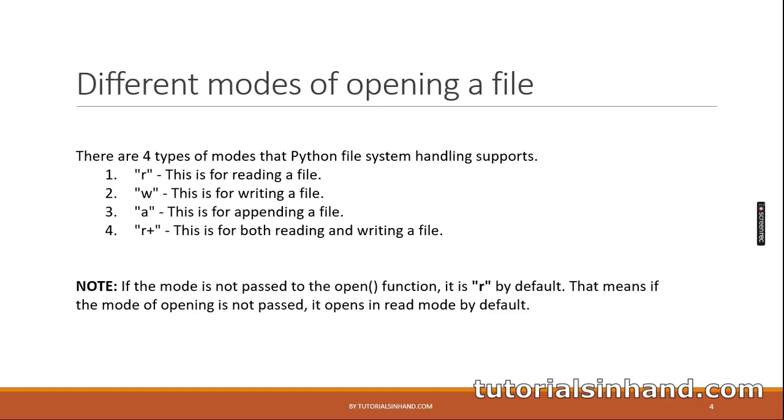But there is a small note attached to it. If the mode is not passed to the open function, it is r by default. That is, if you forget to pass the second argument, that is the mode, to the open function, by default the value is always read. So if you don't specify any mode, the file will open in read-only mode.